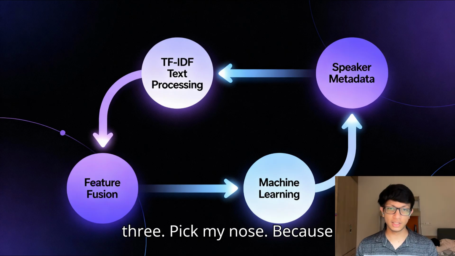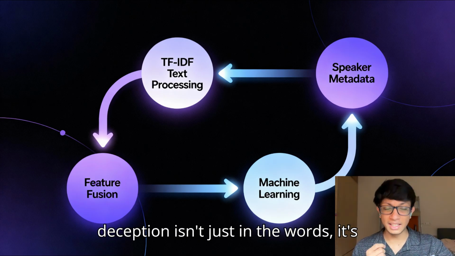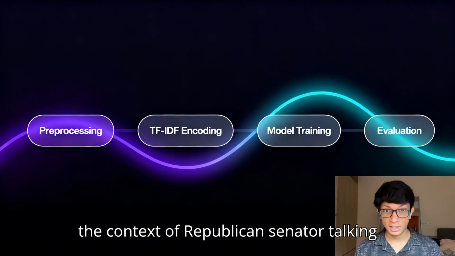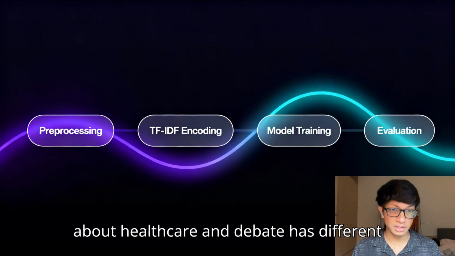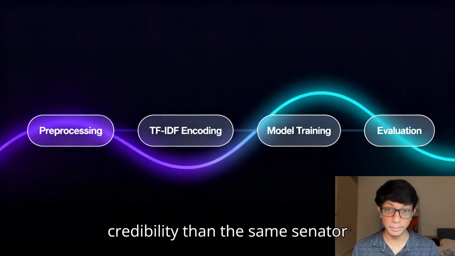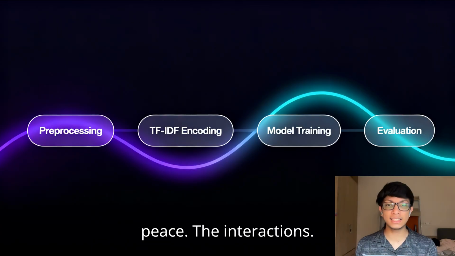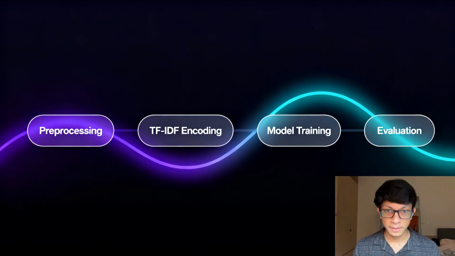Why combine all three? Because deception isn't just in the words, it's in who says it, their history, and the context. A Republican senator talking about healthcare in a debate has different credibility than the same senator discussing economics. We need to capture these feature interactions.